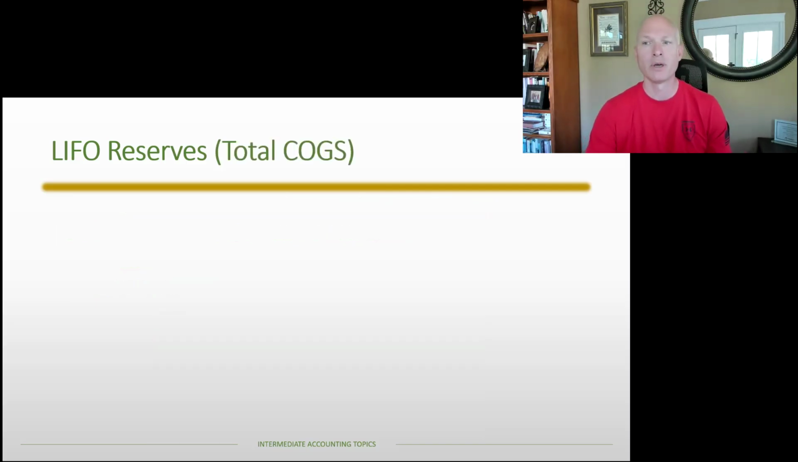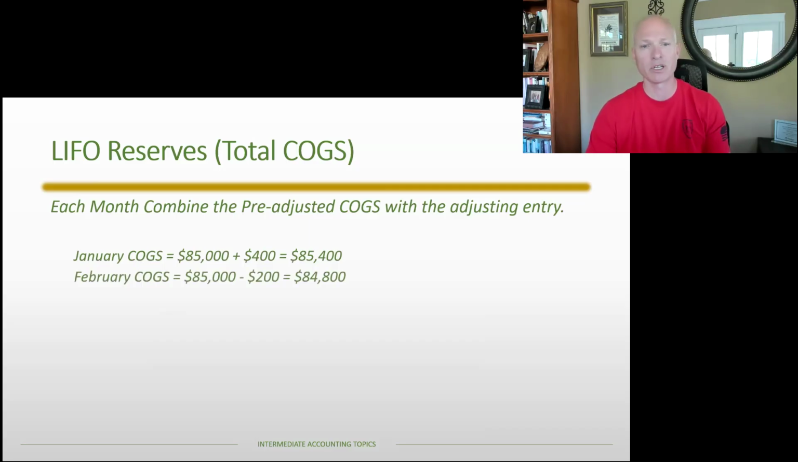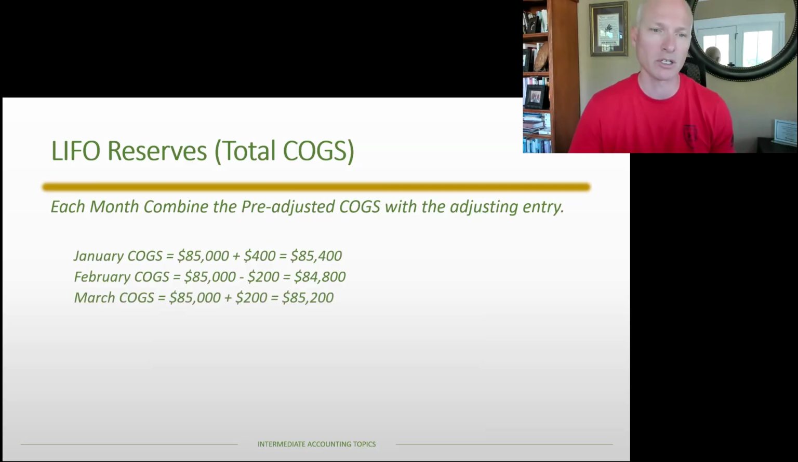And so each month, we're thinking about what happens to cost of goods sold. In January, cost of goods sold is going to be higher because of the adjusting entry. In February, it's going to be a little bit lower because of the adjusting entry. And then in March, it's going to be higher because of the adjusting entry.